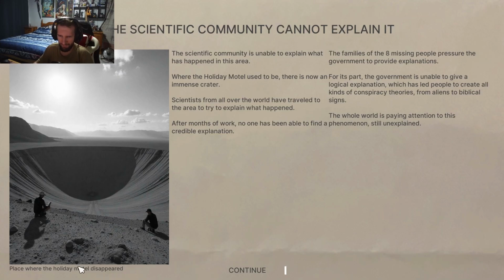Okay, so this is the place where the holiday motel disappeared. So this was the crater hole that guy was talking about on the speaker.